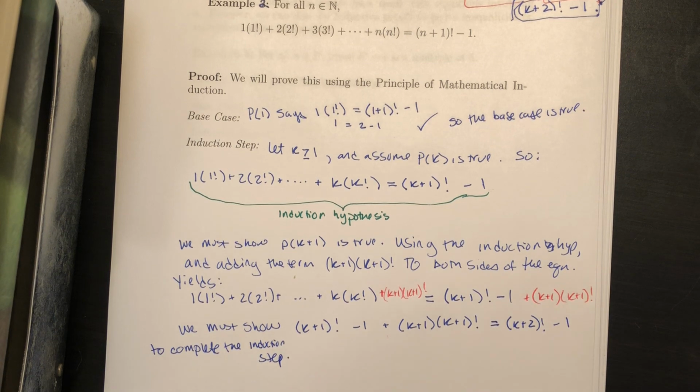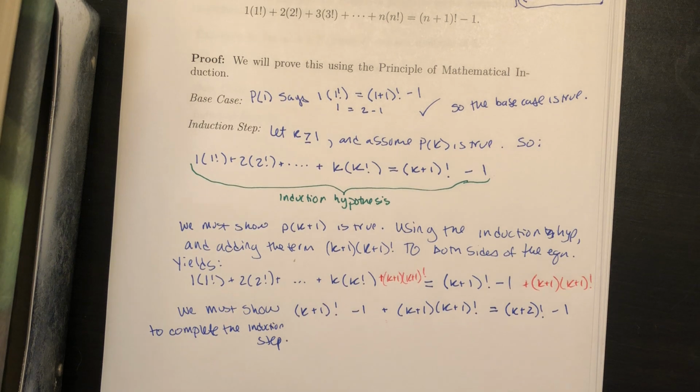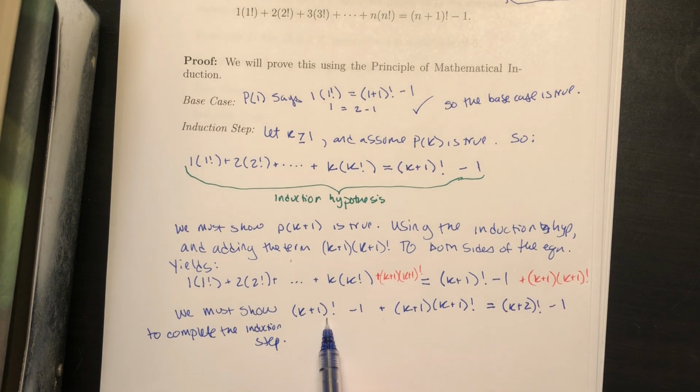All right, how do we do that? Well, the good news is we already have a minus 1 at the end, right? We have a minus 1 term here, a minus 1 term here. Let's not mess with those. Let's just leave those alone. So it's enough really to show that (k+1)! plus (k+1) times (k+1)!, all this is equal to (k+2)!.